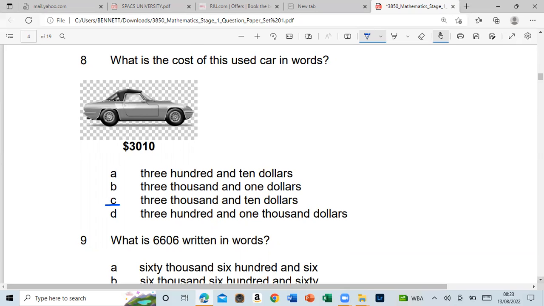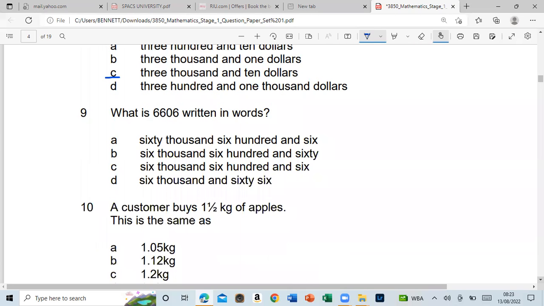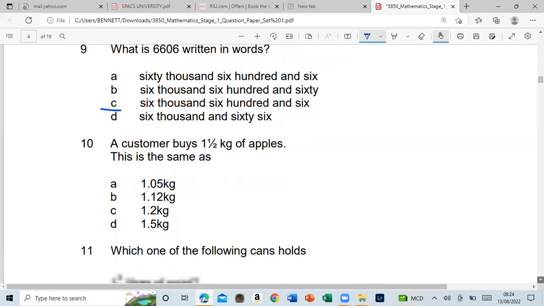All right, let's look at number 9. What is 6,606 written in words? Then turn it around now. C, sir. C as in cat? Yes, sir. Everyone agree? Yes, sir, that is correct. So it's 6,606. Nobody got number 10 right, you know, watch. You know what number 10 says?